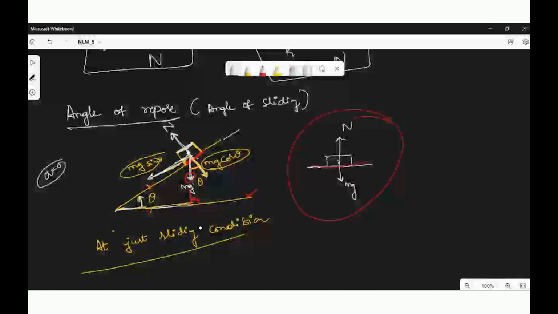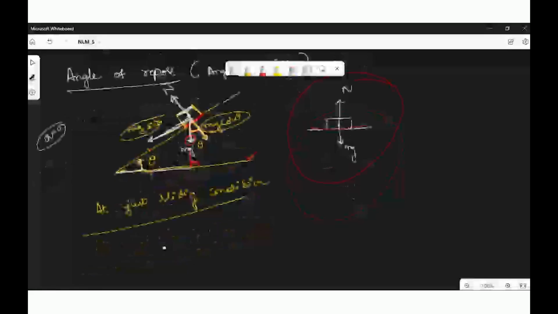So in the just sliding condition, what do we have? There is also one force which I left out, sorry. That is your frictional force. Where does your frictional force act? This way, in the opposite direction.